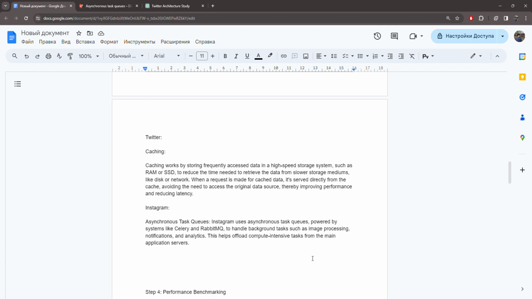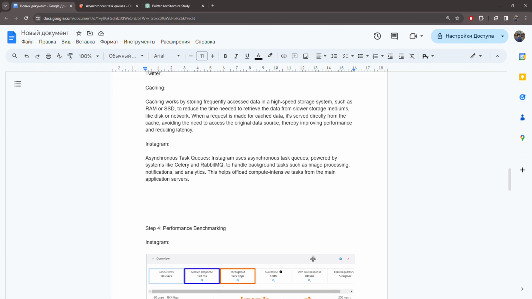So for Twitter, it's caching. Caching works by storing frequently accessed data in a high-speed storage system such as RAM or SSD to reduce the time needed to retrieve the data from slower storage mediums like disk or network. When a request is made for cached data, it's served directly from the cache, avoiding the need to access the original data source, thereby improving performance and reducing latency. If you didn't get it, if I require the same response, I can't get it from the server, I get it from the cache.